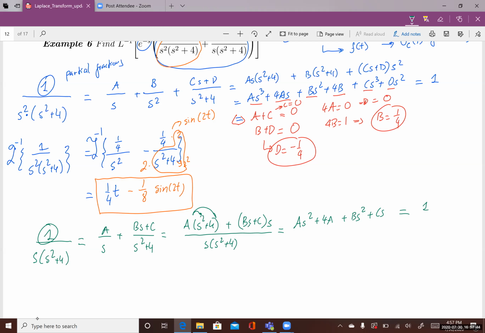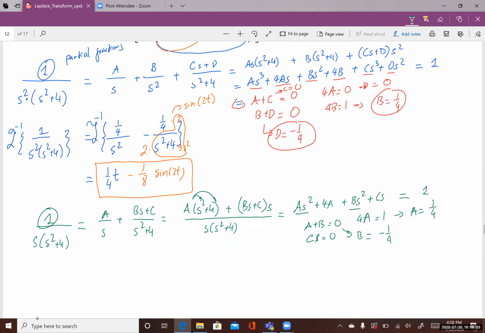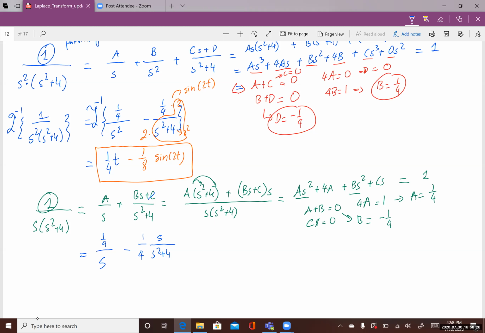So what does it mean? That means this s squared term will be equal to 0: a plus b equals 0. cs equals 0, so c equals 0, and 4a equals 1 means a equals 1 over 4. c equals 0, and then b equals negative 1 over 4. All right, now go back: we know that a is 1 over 4 times 1 over s, plus b, c is 0. So this has negative 1 over 4 s divided by s squared plus 4. And again, we want to find the inverse Laplace transform of this.